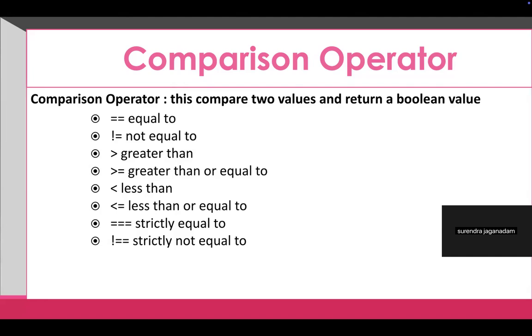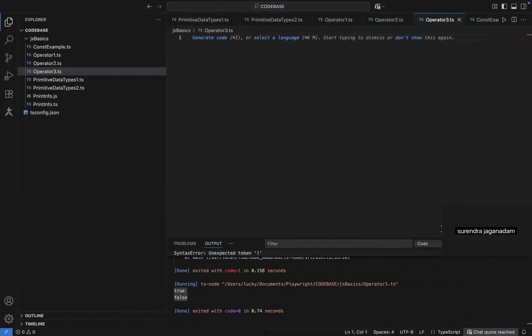The various comparison operators that we have are equal to, not equal to, greater than, less than, less than or equal to, greater than or equal to, strictly equal to, and strictly not equal to. There are some differences between strictly equal to and strictly not equal to that we will see moving further in today's session with an example.